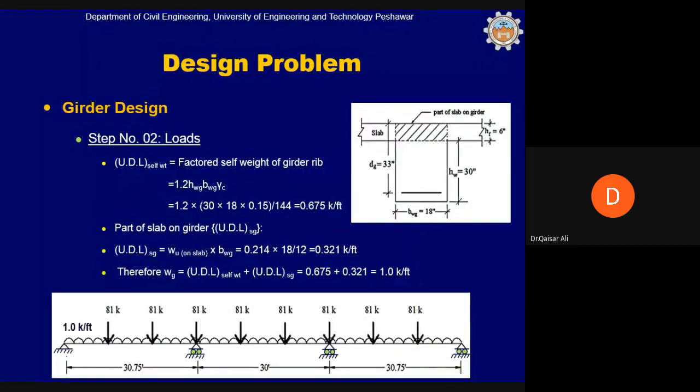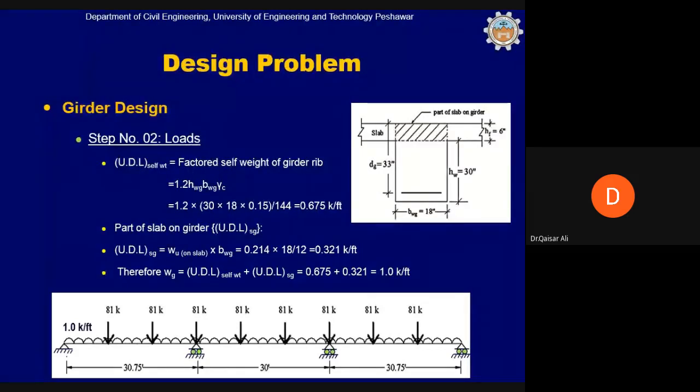And self weight of the girder is 36 by 18. So 6-inch is coming within the slab. So the hanging part is 30 into 18 into 0.15 into 1.2 divided by 144, which is 0.675 kip per foot. And the small part of the slab which is coming on the girder directly is 0.214 into 18 divided by 12, which is 0.321 kip per foot. Okay.